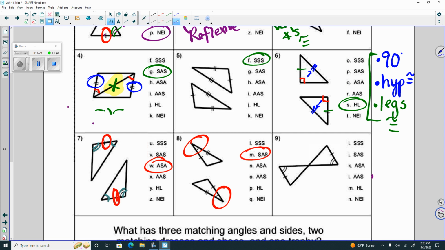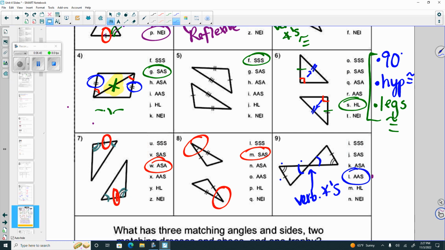And over here on number 9, we have vertical angles. So we should notice that we have angle, angle, side here. Angle, angle, side is our answer for number 9.